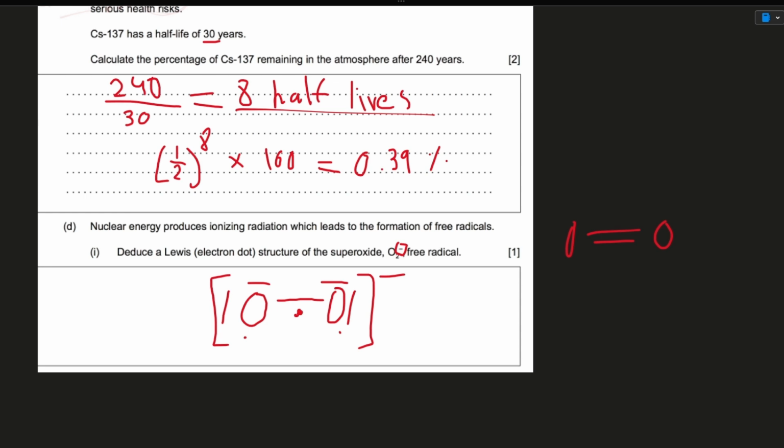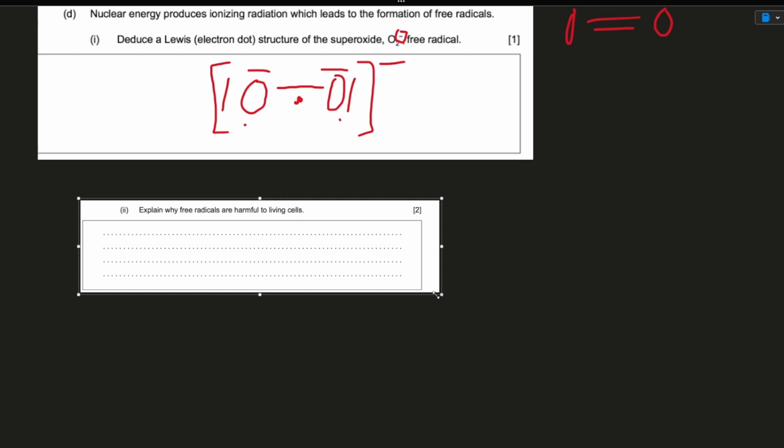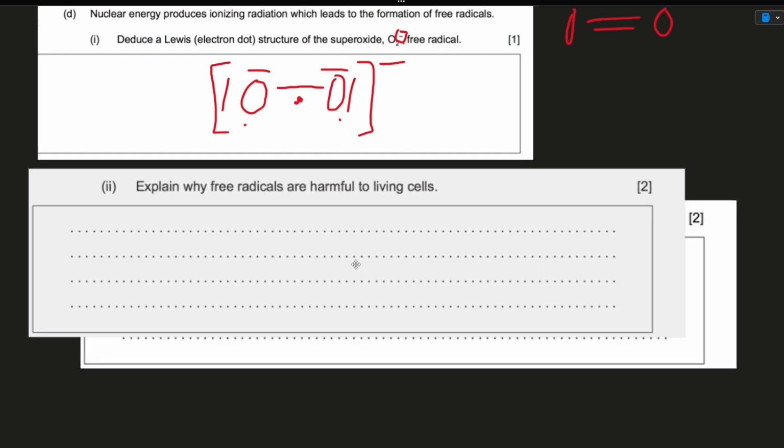Oh, there's one more question that I forgot to paste in for question 1. I'll just go ahead and paste that in right now. Explain why free radicals are harmful to living cells.